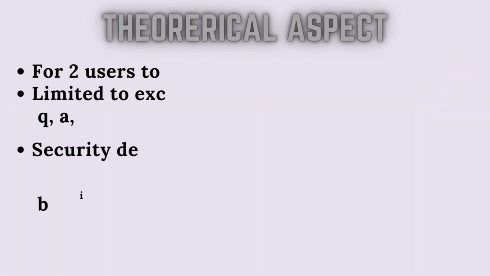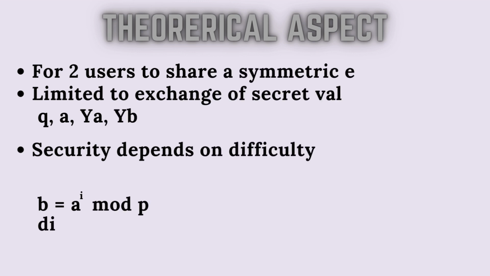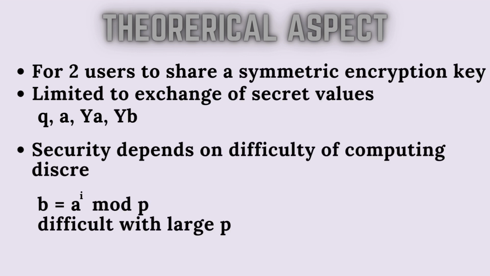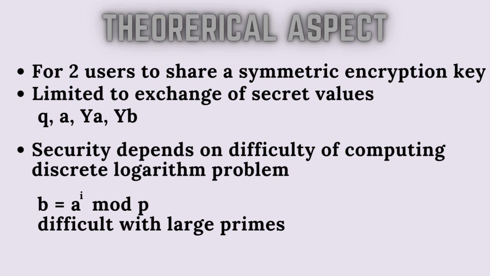Now let's look at the theoretical aspect of this algorithm. First of all, we must know that it is for sharing a symmetric encryption key between two or more users. And then it is limited to this exchange of secret values. That is, if Q and A, YA and YB are not shared or are shared incorrectly, then this can make a difference.